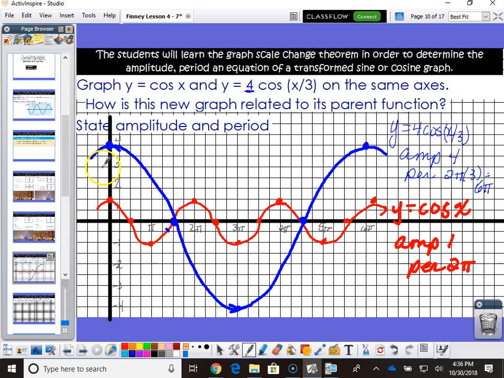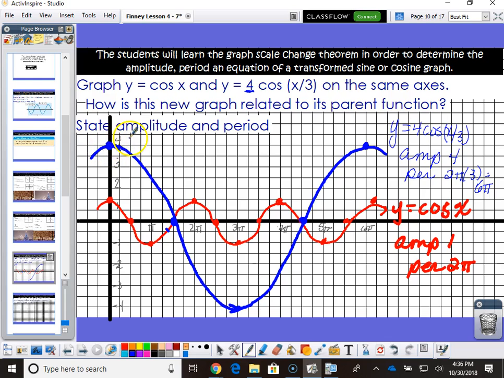Okay. Ms. Finney, I'm confused. All right, what are you confused on? Well, where did you get those other points? Okay, so here's what I did. I know my cosine curve. I know the 4 points that I plot for my cosine curve. The first point I plot is when x is 0, because I know the cosine of 0 is 1. And 1 times 4 is 4. So that's how I got that point.